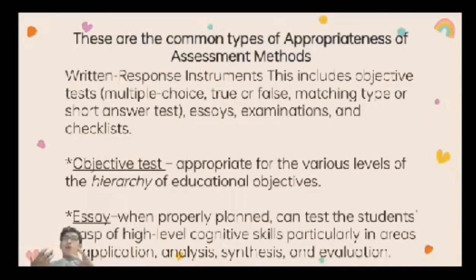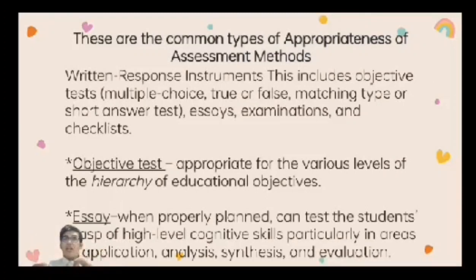So these are the common types of appropriateness of assessment methods. So, written response instruments. This includes the objective test like multiple choice, true or false, matching types, or short answer test, including the essays, examinations, and also the checklist. So we have two. The first is the objective test, and the second is the essay, or what we call the subjective type of test.